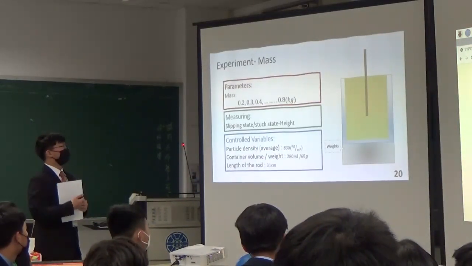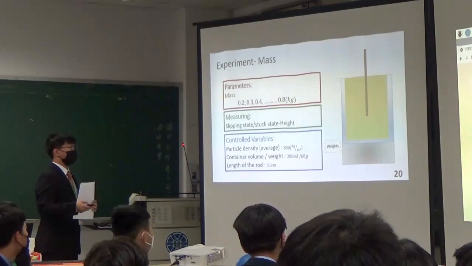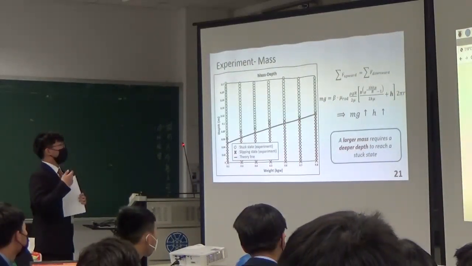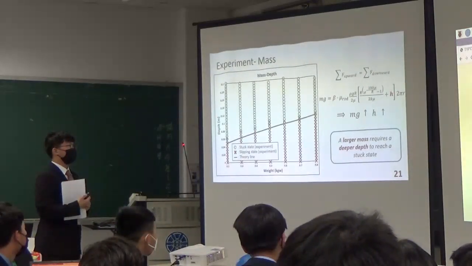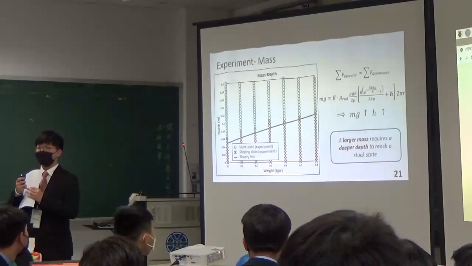And this experiment is where we change the mass of the system from 200 grams to 800 grams. You can see that when the mass increases, the depth also needs to increase. It's because a larger mass requires a deeper depth to reach the stuck state, so the friction can balance the mass of the system.